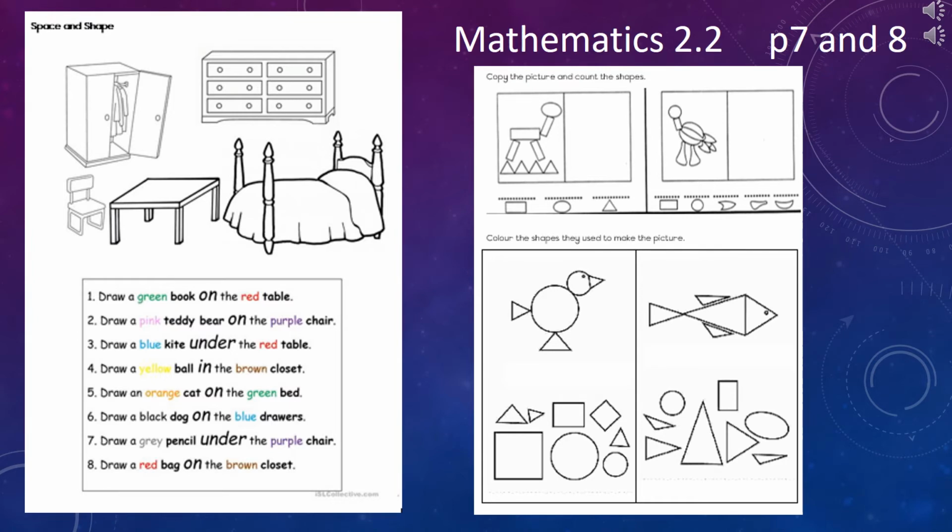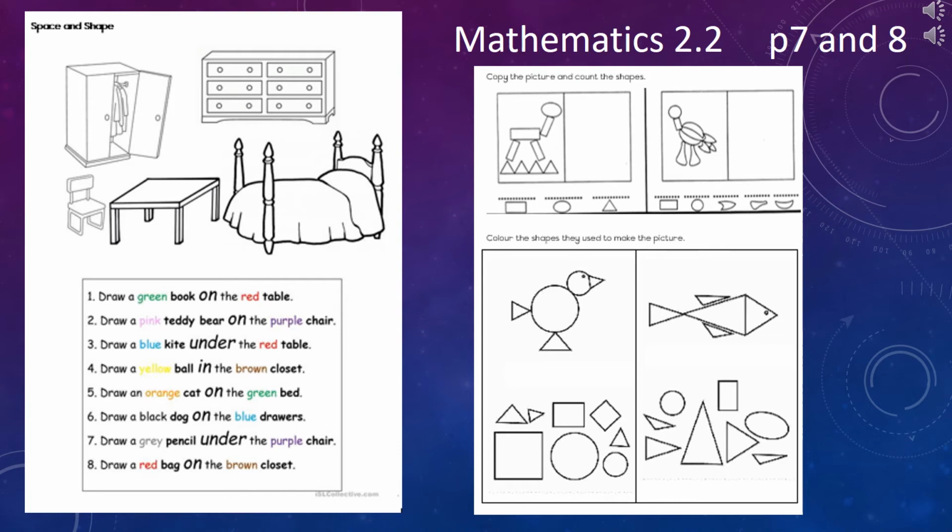Number 6, draw a black dog on the blue drawers. Number 7, draw a grey pencil under the purple chair. Number 8, draw a red bag on the brown closet.